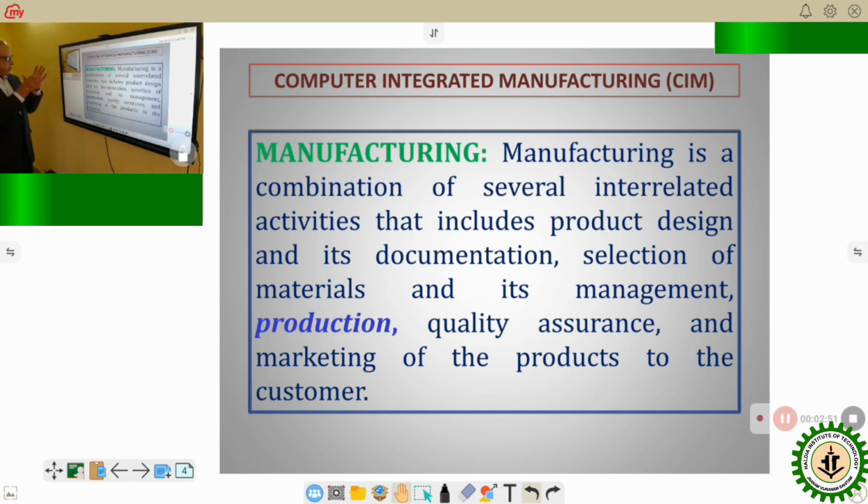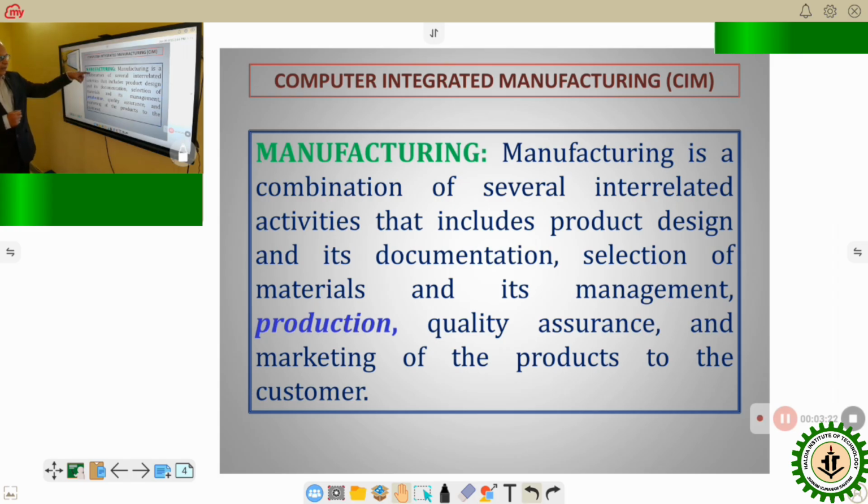So before we go to the details of computer integrated manufacturing, it is imperative to discuss the different activities that broadly come under the title manufacturing. Manufacturing is basically comprised of several interrelated activities starting from the product design and documentation, selection of the materials, that is the inventory control and its management, production of course, quality assurance, warehousing, marketing.